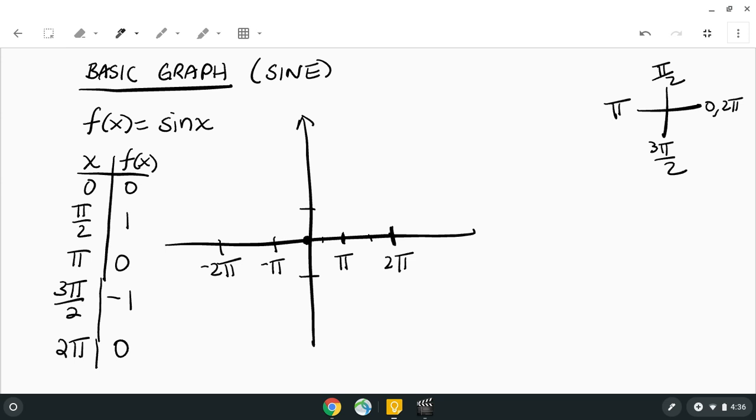All right, so right here at 0, sine of 0 is 0. So we have a point right here. And sine of pi over 2, which is halfway between 0 and pi, we get 1. So right there. And sine of pi is 0. Sine of 3 pi over 2, which is halfway between pi and 2 pi, we get -1. And at 2 pi, we get 0. Okay, so this graph ends up looking like this.